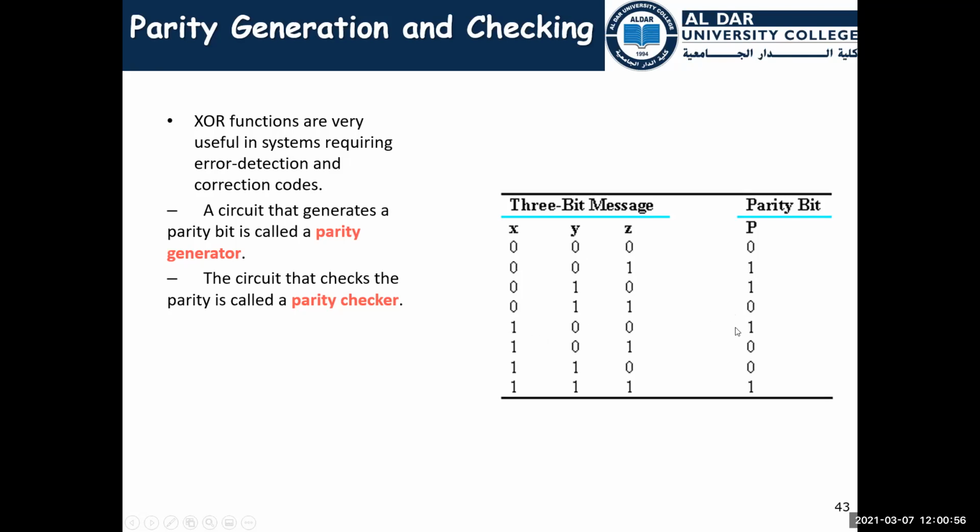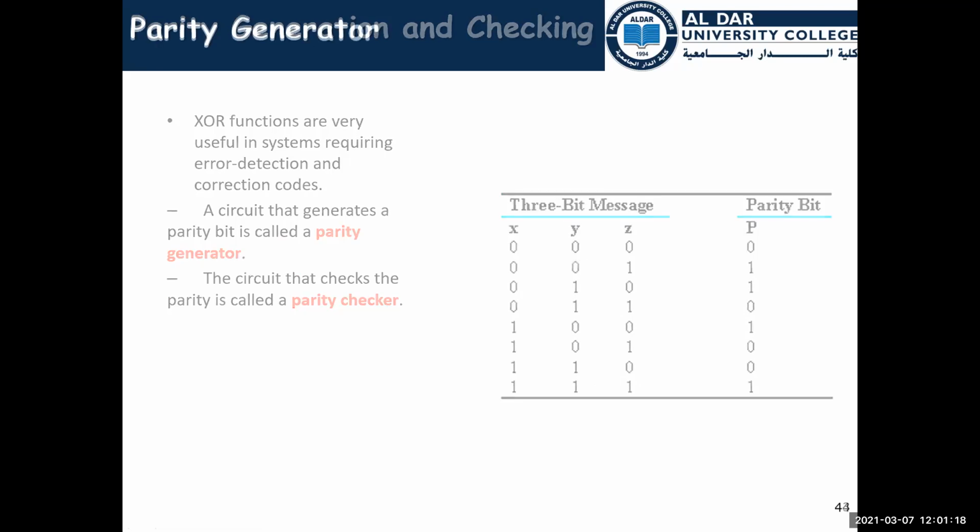This is one one, so it is one. This is two ones, so this is zero. This is two ones, so it is also zero. This is three ones. Three is an odd number, which means it is one. So this is an odd parity checker. Okay, how to implement this?